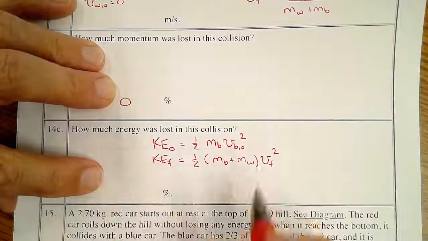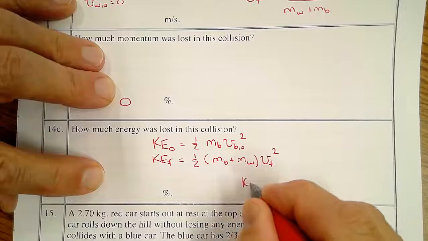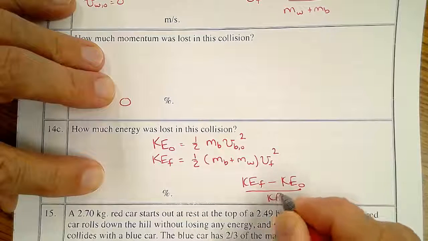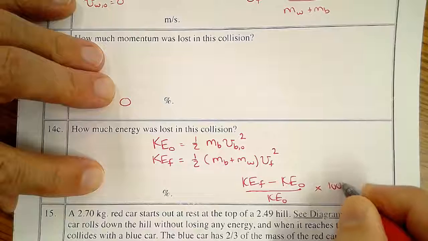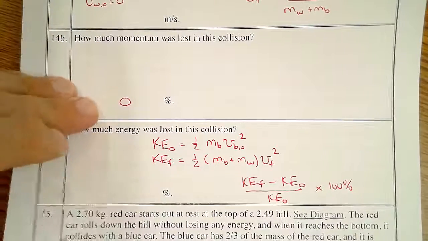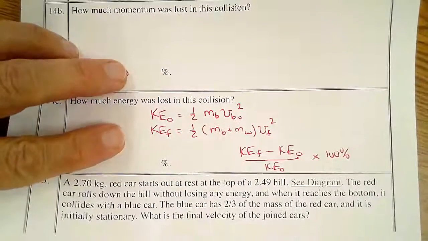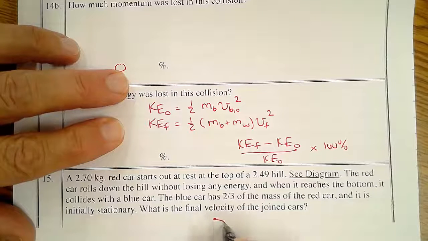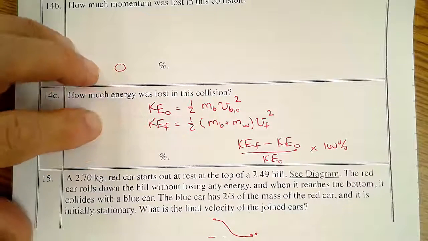And then to find out how much energy was lost, you're going to take the final energy minus the initial energy, divide it by the initial, and times by 100%. Okay? All right, and number 15 was a challenge problem. If you don't get it, it's okay. What you're going to have to do is use energy. The potential energy of the car at the top of the hill becomes kinetic energy at the bottom of the hill. So you can use energy to figure out how fast it's going at the bottom of the hill. And once you know that, you can figure out the collision and how fast they're going after the collision. Okay?